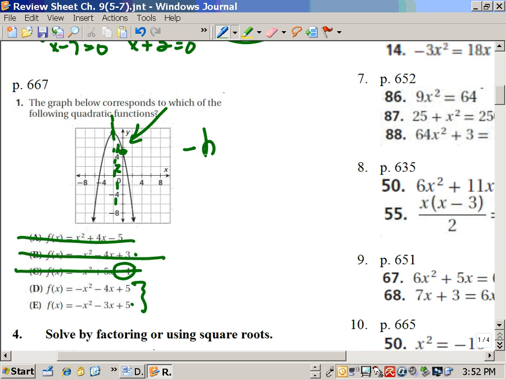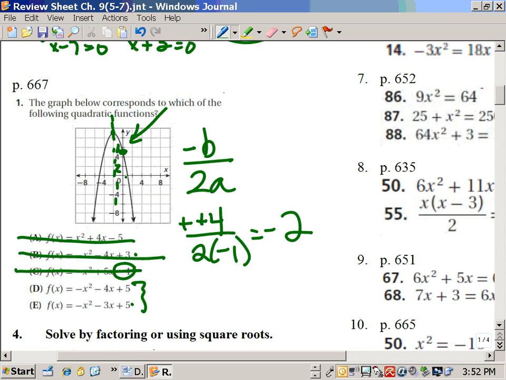So I think I'll try negative b over 2a. So if I try it for solution D, that would be negative 4 over 2 times negative 1. Change my signs. 4 divided by negative 2 is negative 2. So, guess what? That's not at negative 1. That's at negative 2 because I'm going for 2's. All right, D looks like it might be right.